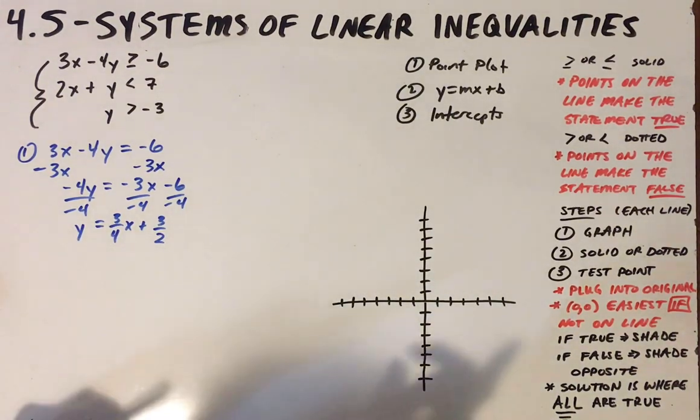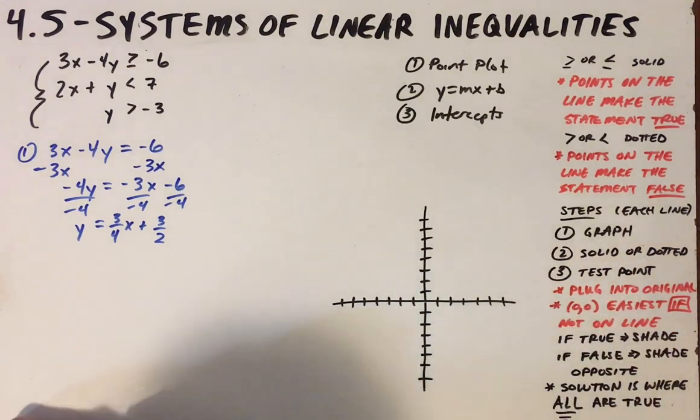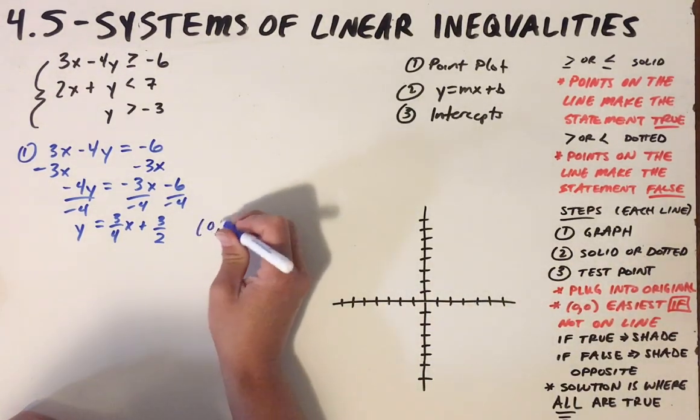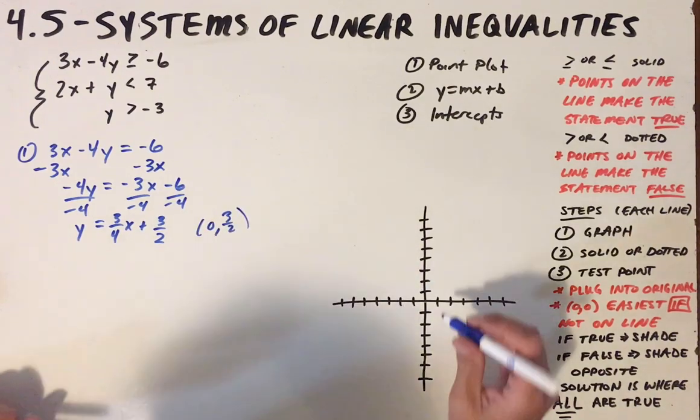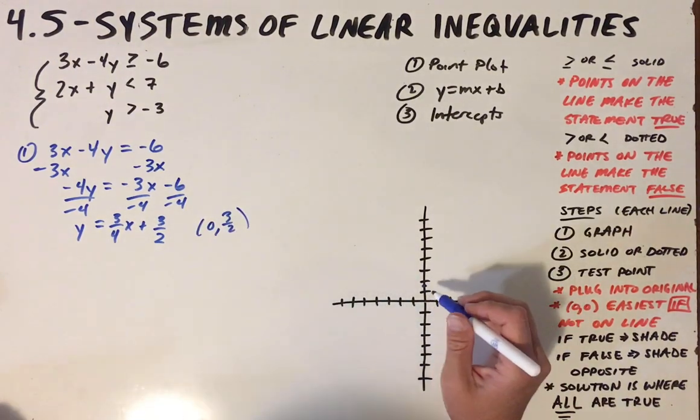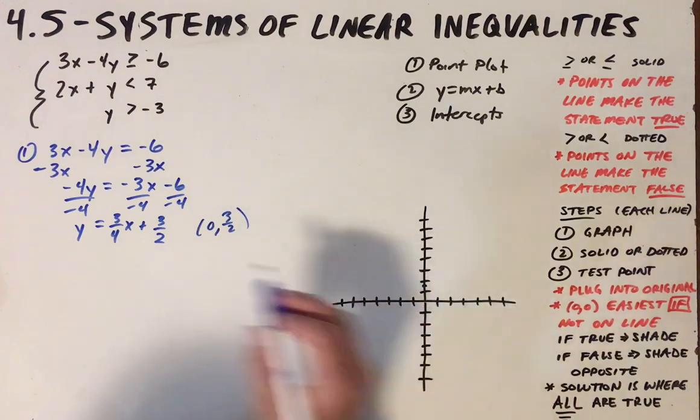Okay, so step 1 is to graph this line. Well, this is the point 0 and 3/2. Hey, that's where we were before, so point 0 and 3/2. That's 1.5. From here, I'm going to go up 3.